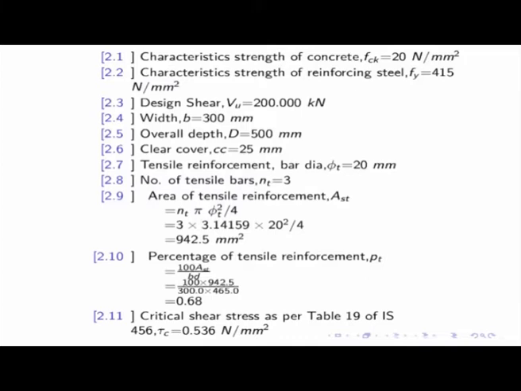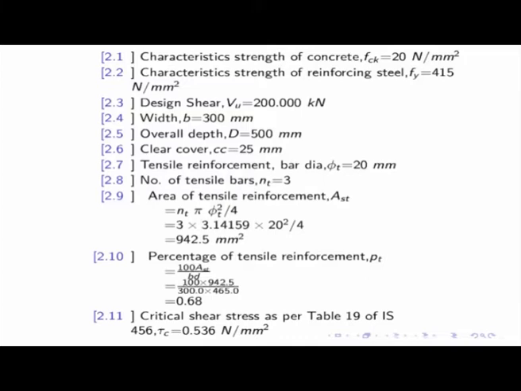And please remember this: you should always remember for 8 millimeter dia bar 50.3, 10 millimeter dia bar 78, then 12 millimeter dia bar 113 square millimeter, 16 millimeter dia bar 201 square millimeter, 20 millimeter dia bar it is 314 square millimeter. You should all remember this, that when you solve problems, you will find it is very easy to remember, and then you will move very fast.